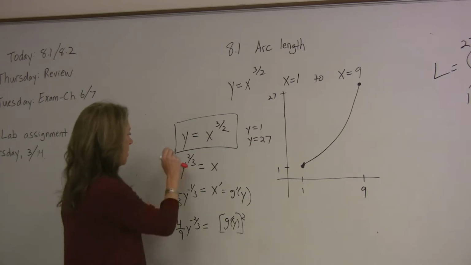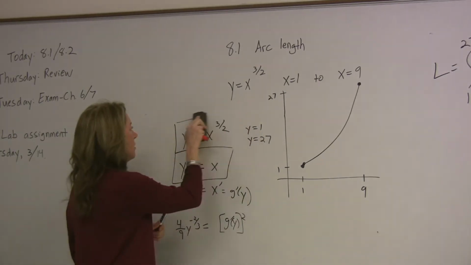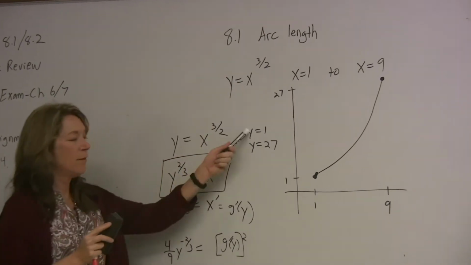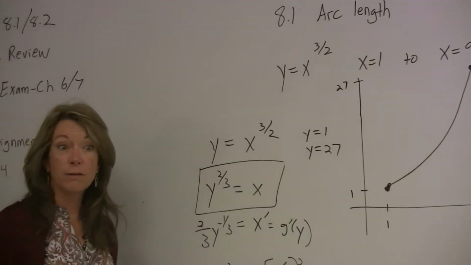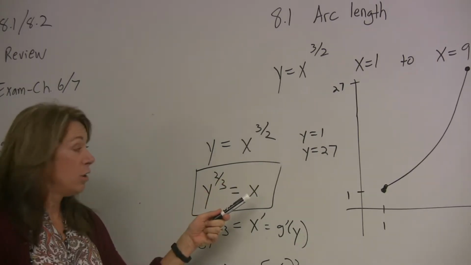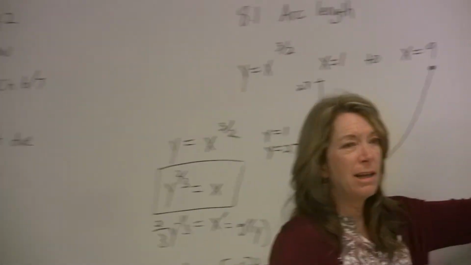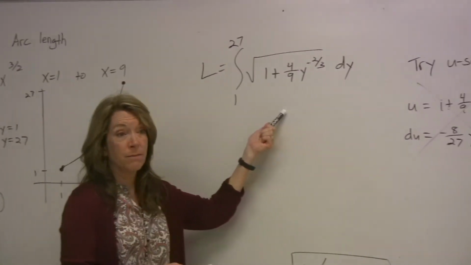Oh, not that function, sorry, this function, I lied, the x function. Here's this function going from 1 to 27, find the length of the curve. So if I had given you the problem in this format, you would have done exactly this. You would have taken the derivative, you would have set it up here, and then went, oh, great, now what?